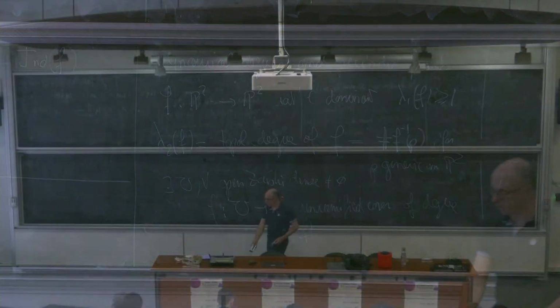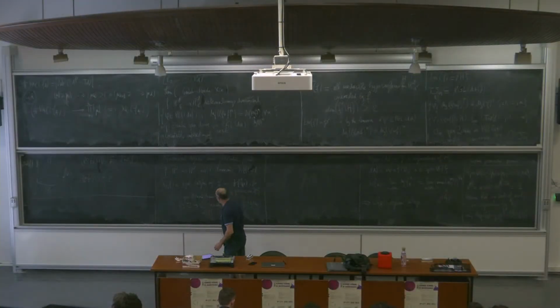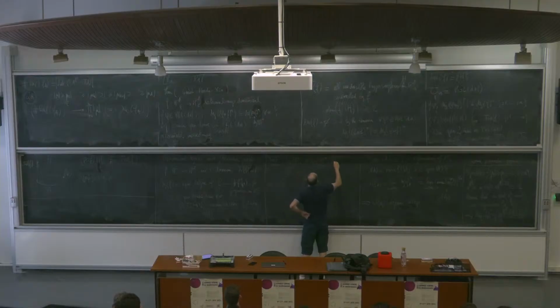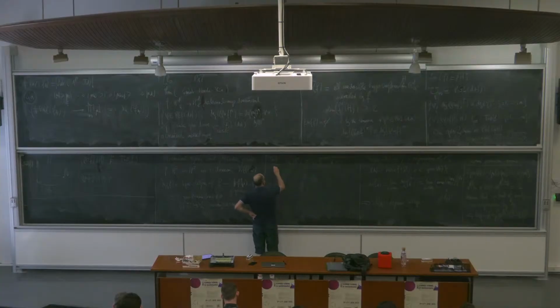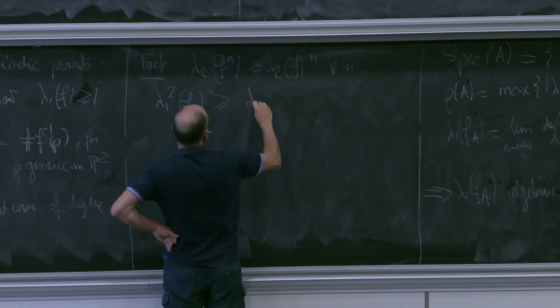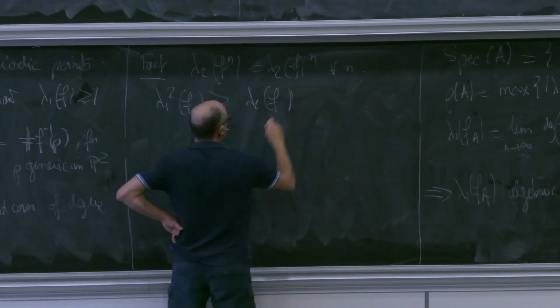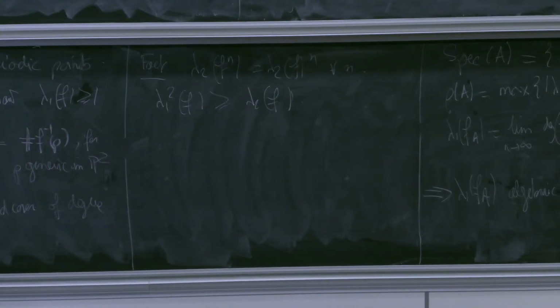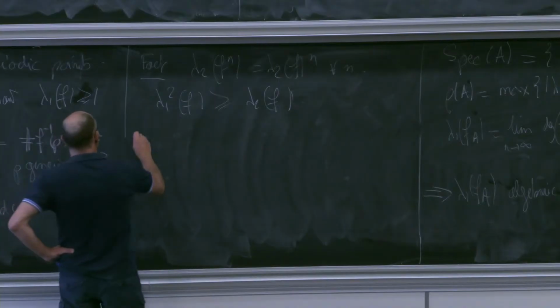So we're going to see this in greater generality, but the fact is that topological degree is multiplicative. Just apply this for A composed with itself. And also, you have this nice inequality that the square of lambda 1 is greater or equal to lambda 2. I just want to emphasize that this is a consequence of Bézout's theorem.